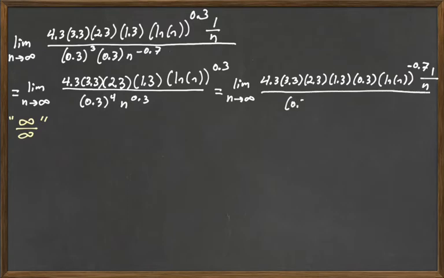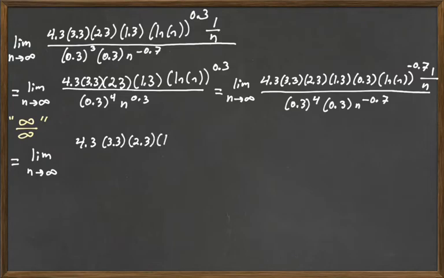All over 0.3 to the fourth power times 0.3 to the 0.3 times n to the negative 0.7. And is this thing ever going to end? Yeah, it's about done here. So the 1 over n, the n's going to come to the denominator, and I'll make that n in the denominator an n to the 0.3. So this becomes the limit as n goes to infinity of 4.3 times 3.3 times 2.3 times 1.3 times 0.3.